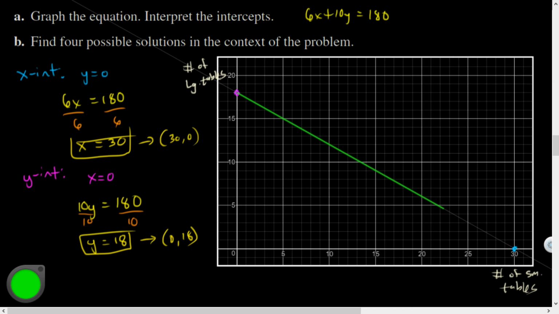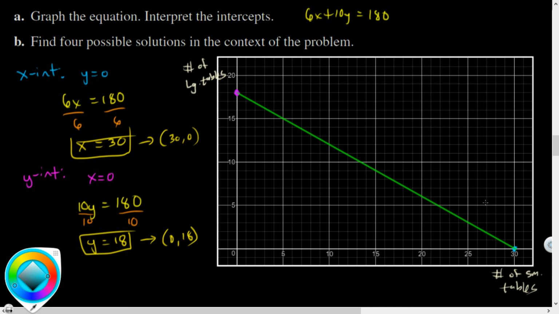And my line, in terms of domain, I don't have it keep going to the left, because I can't have a negative number of small tables, right? I can't seat people at antimatter tables. That doesn't work. And I don't have my line continue over here because I can't have a negative number of large tables. That doesn't make sense. This does not exist, all right? So here's my line.